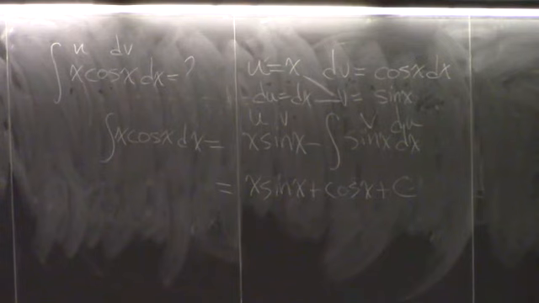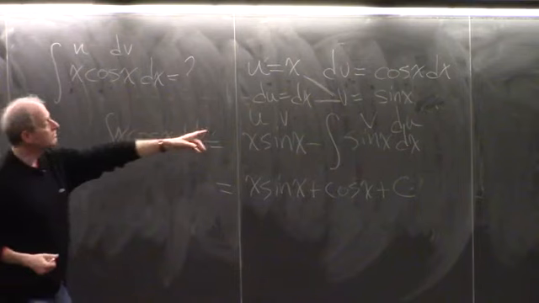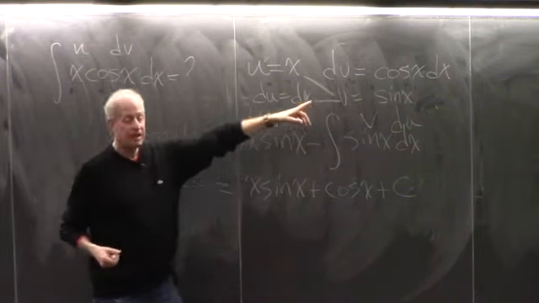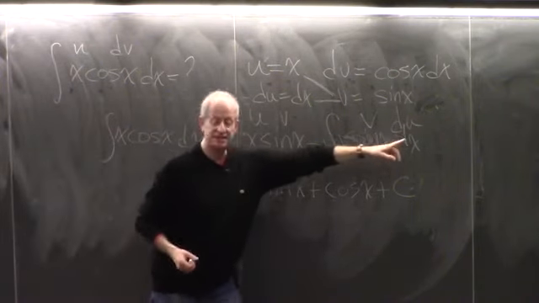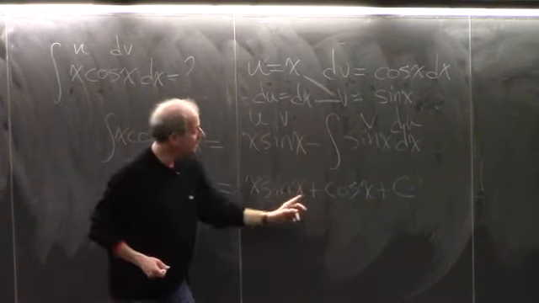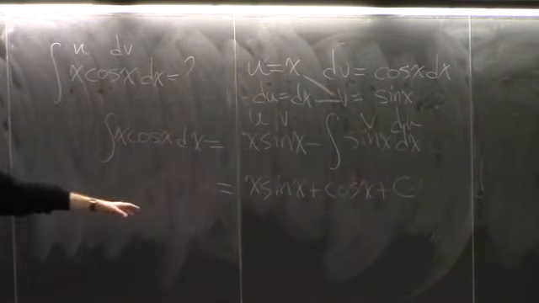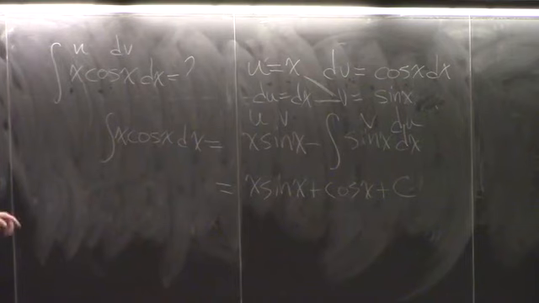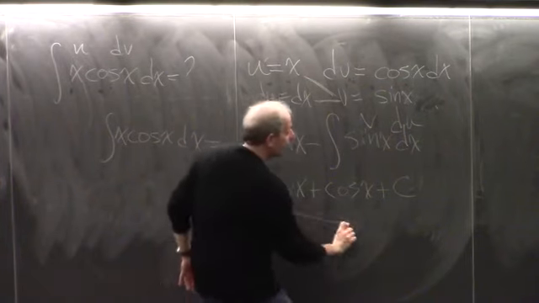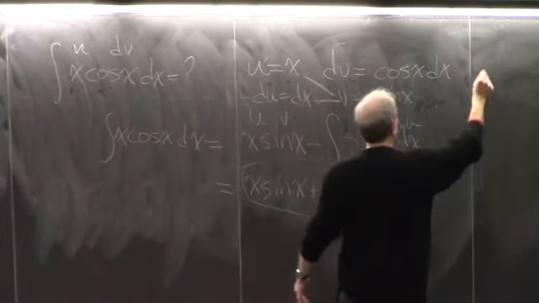Okay? So then I plug in. I say, well, u times v is x times sine x. And v du is sine x dx. So I integrate that, and I get cosine x. Okay? Now, how do I know this works? Well, let's take the derivative of this, just to prove it. Let's do the check.